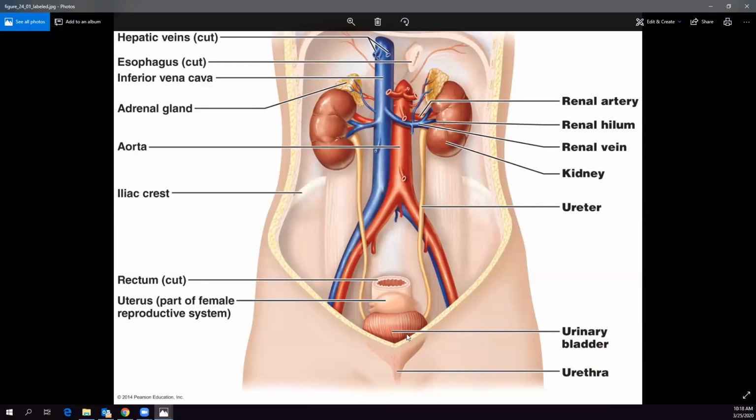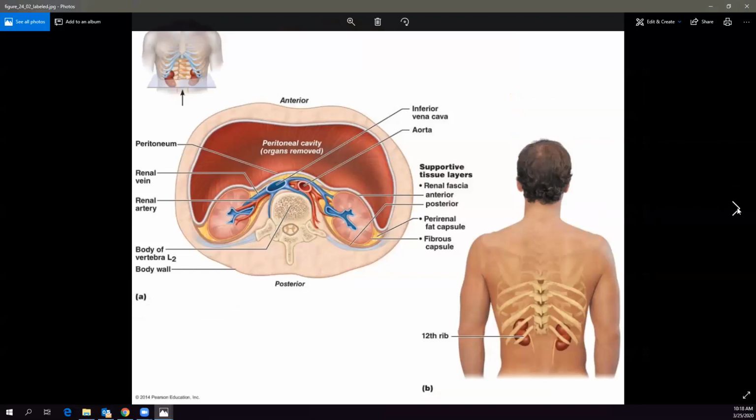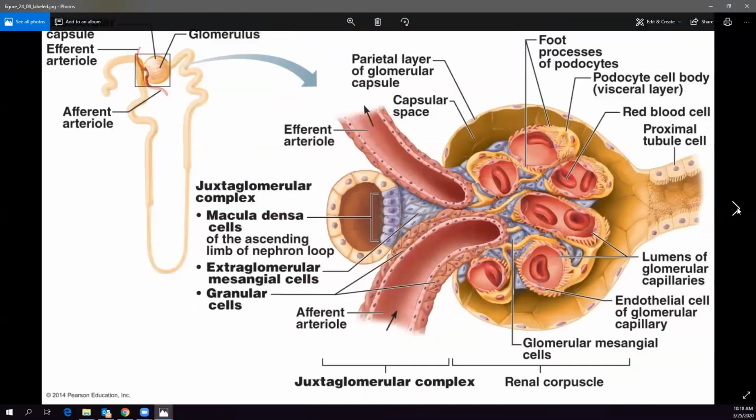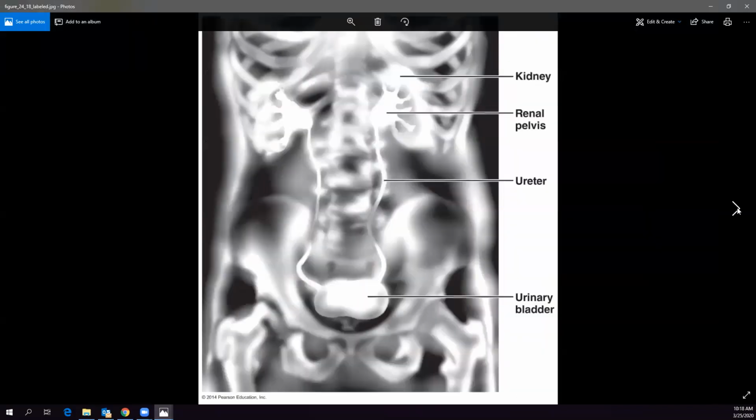Here's the urinary bladder. Now let's look at a picture of the, I'm gonna have to scroll through a bunch of pictures till we get to my bladder picture. Lots of nephron pictures. Lots and lots and lots.